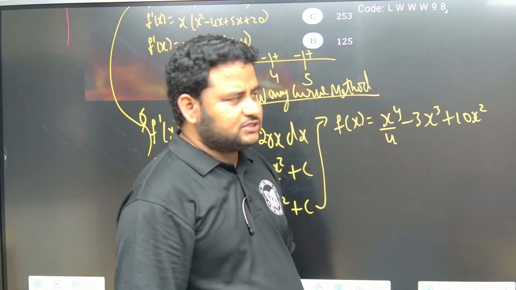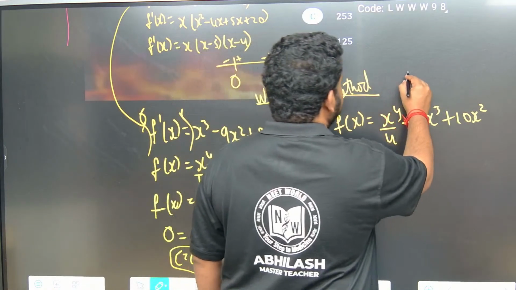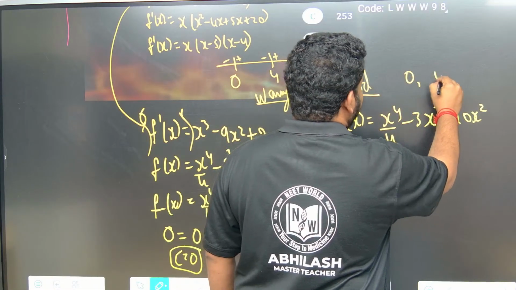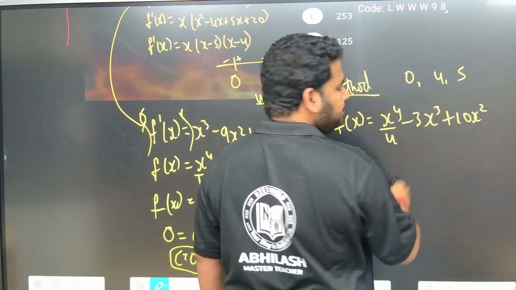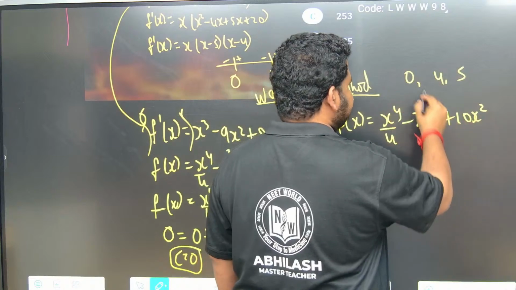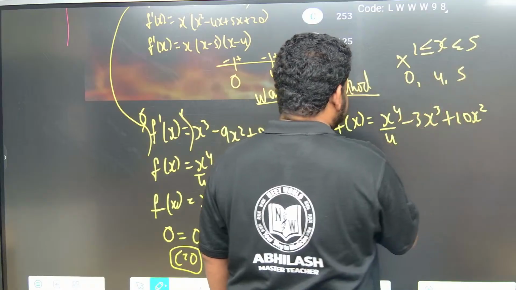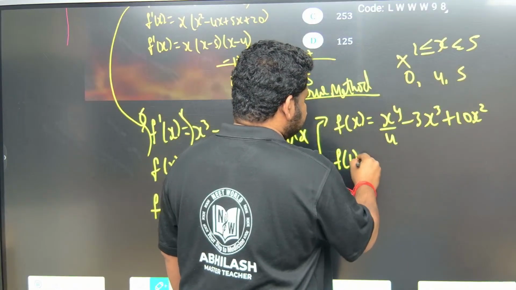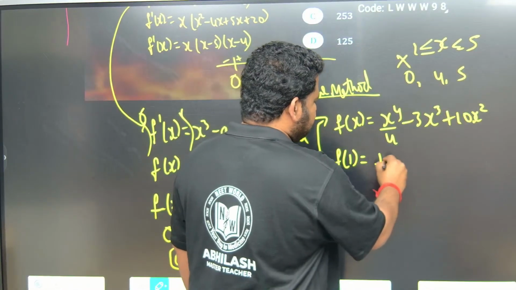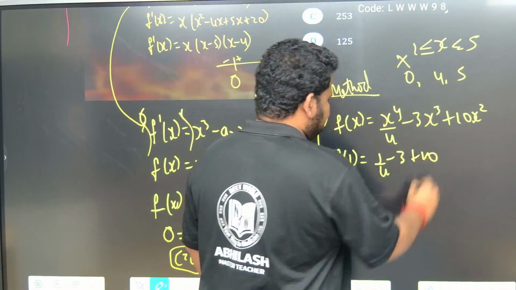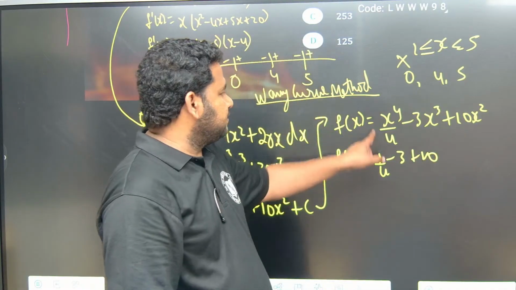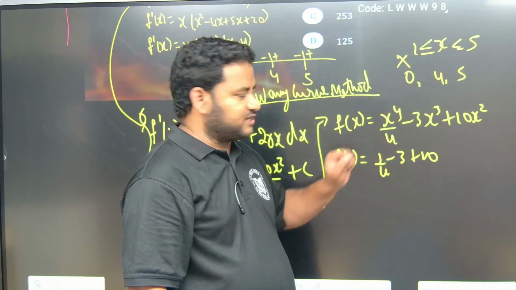So what are my points? My points are 0, 4 and 5. If I put 0, I will get 0 itself. I cannot take 0 because they are telling us x should lie between 1 and 5. So let me take x is equal to 1. If I put x is equal to 1, what will I get? 1 by 4 minus 3 plus 10.